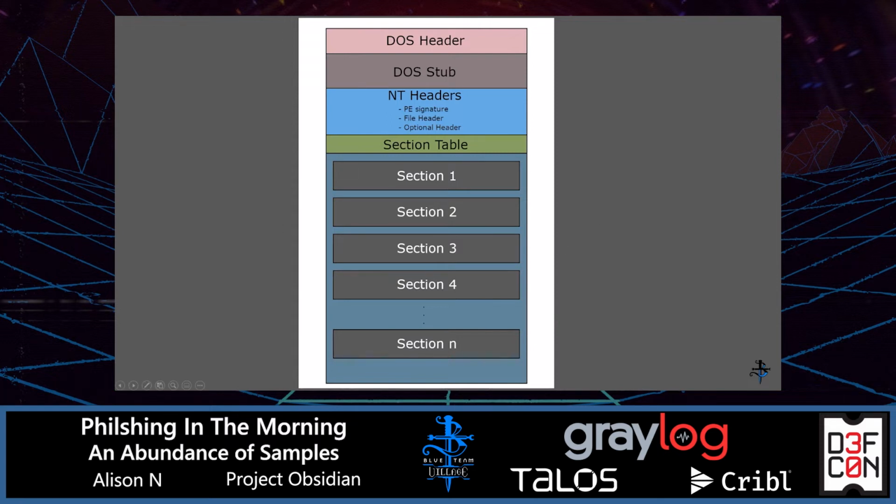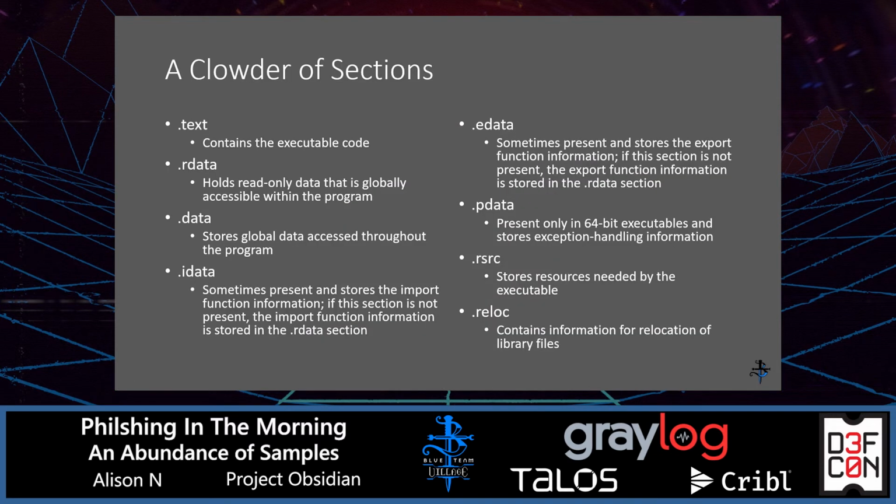So we're going to look at the general big ones. There's 8 right here. Obviously, there are definitely some more. But looking at the big ones, we have the .text, which contains the executable code. Skipping over to .data, which stores the global program data accessed throughout the program. And then .rdata can kind of be a catch-all.